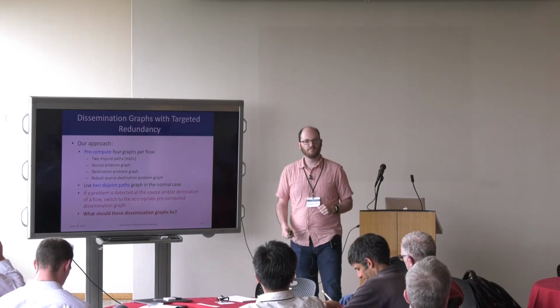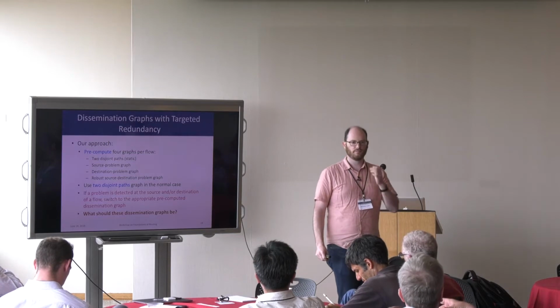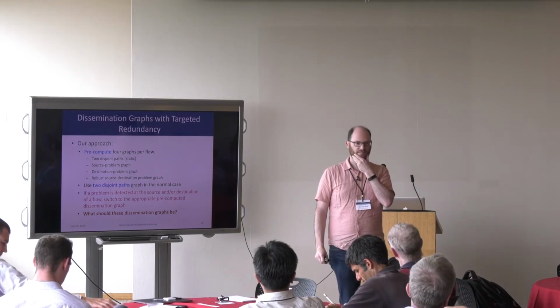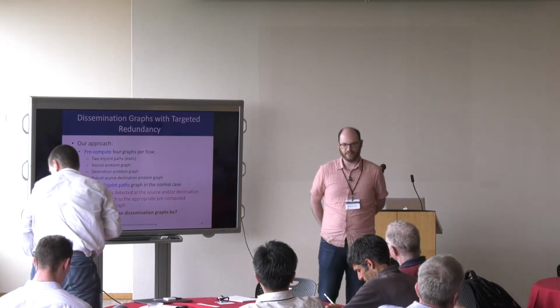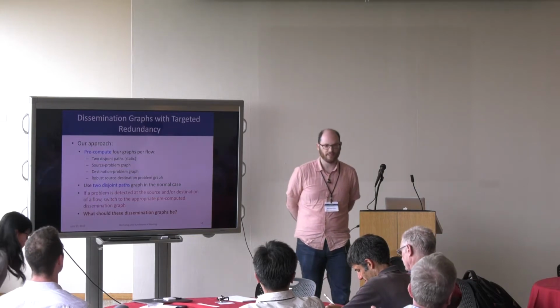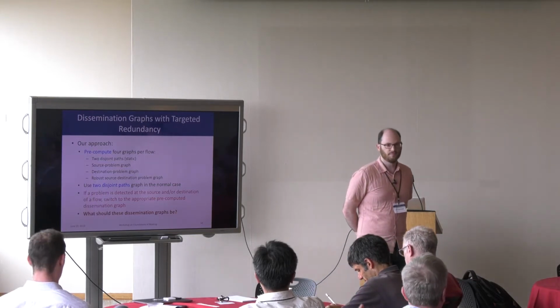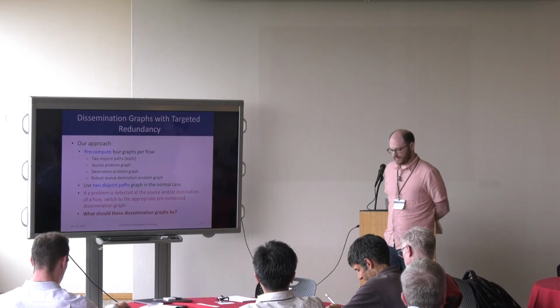Just another question. You have those disjoint paths logically, right? Because you have an overlay network. So the two disjoint logical paths might not actually be physically disjoint. Absolutely. So there might be some common-mode failure. Do you address this? Yeah, that's a great question.